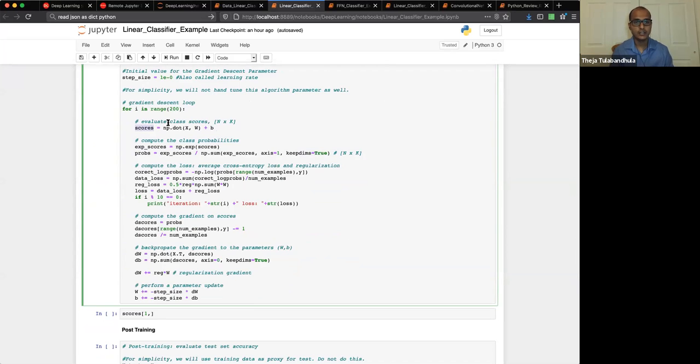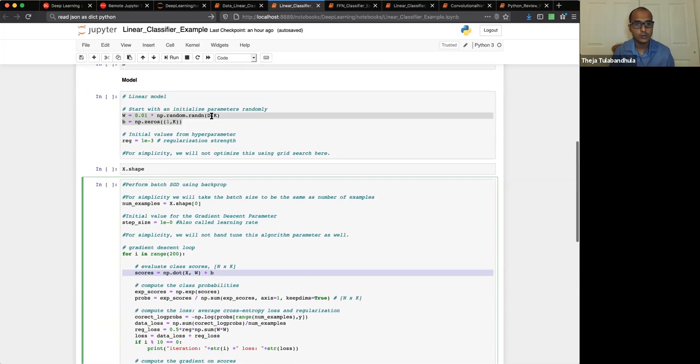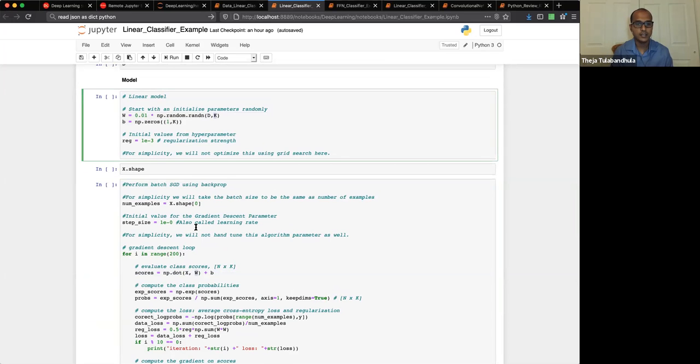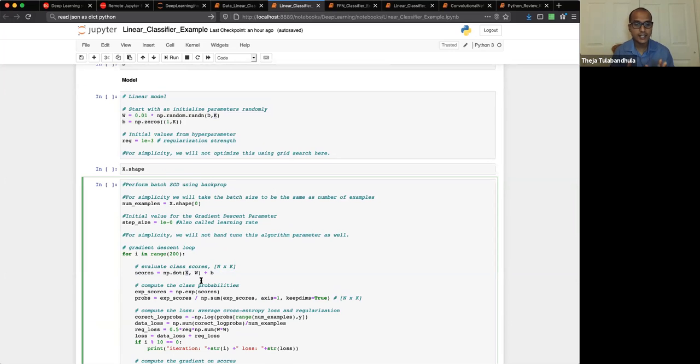Okay, and if you just look at this row, it's actually a vectorized operation. X is a 300 cross 2-dimensional matrix, and W is a 2 cross 3-dimensional matrix. You can just see that here. T is 2 and K is 3. So W is 2 cross 3, and X is 300 cross 2. Okay, so you can multiply that.